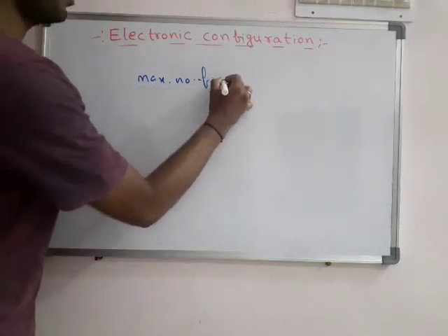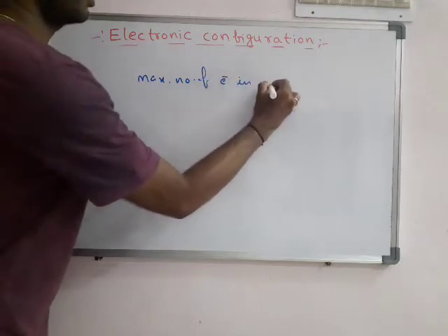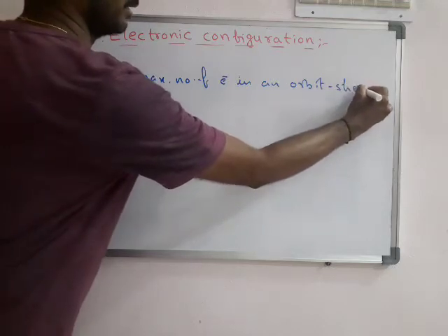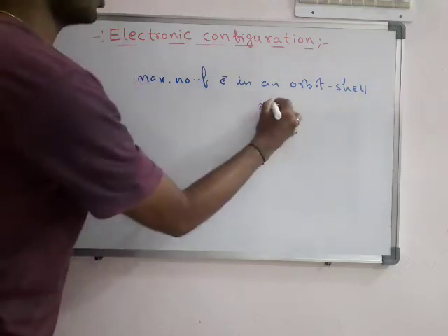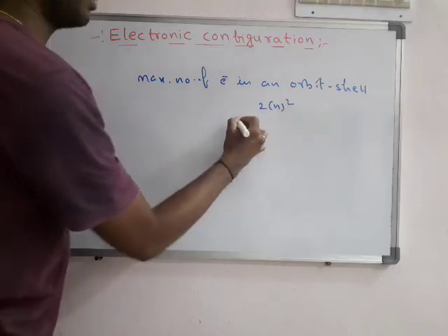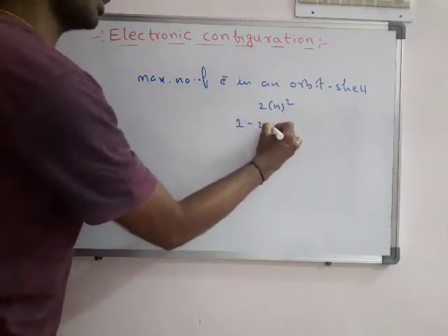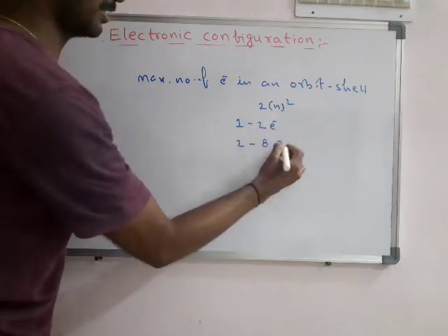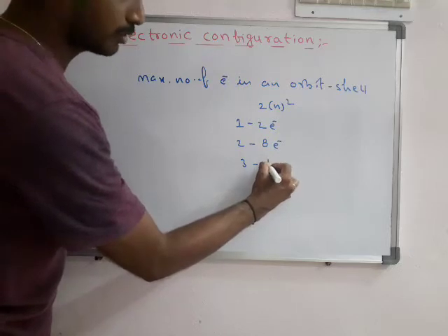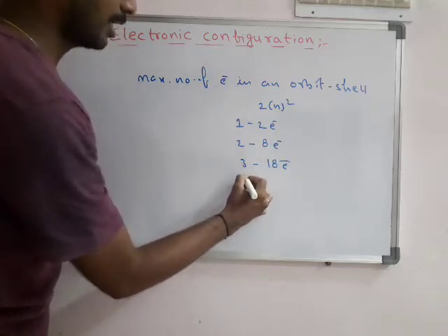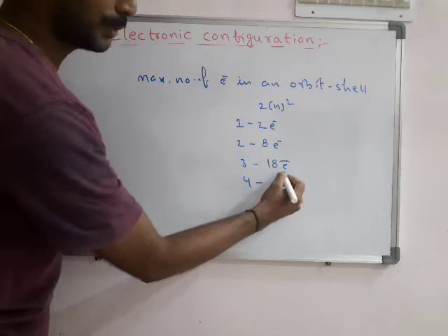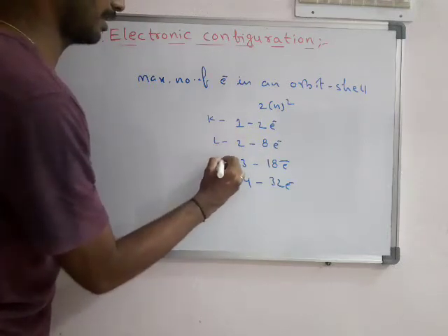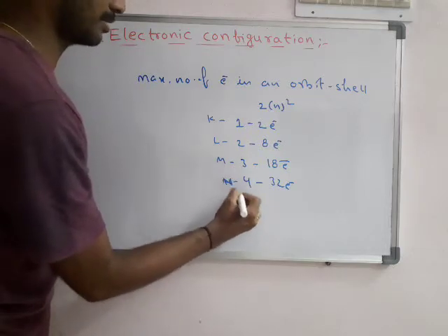So the maximum number of electrons in an orbit. Orbit means nothing but shell. In a shell, the maximum number of electrons is 2n square. Means first shell, 2 into 1 square, that is 2 electrons. Second shell, 2 into 2 square, that means 8 electrons. Third shell, 2 into 3 square, that is 9 into 2, 18. Next, fourth shell, 2 into 4 square, that is 32 electrons. The shells are K, L, M, N, O, etc.